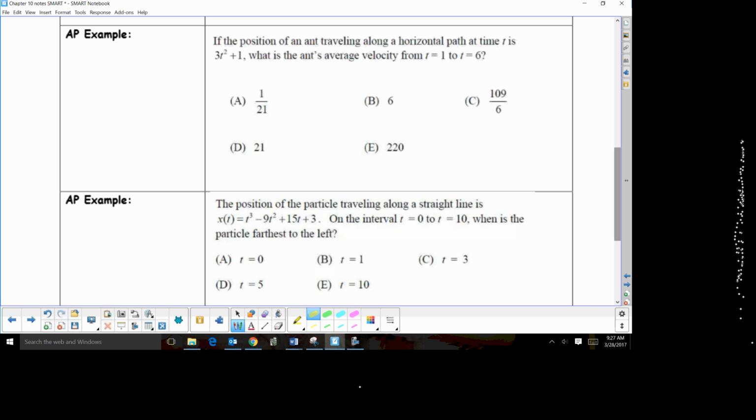So if the position of an ant traveling along a horizontal path at time t is 3t squared plus 1, what is the ant's average velocity from time 1 to time 6? Do you know what formula you need to use? Okay, go set up your formula, plug it in, and see what you get. And we're going to label just for now, just for practice, even though it doesn't say. Label your answer.